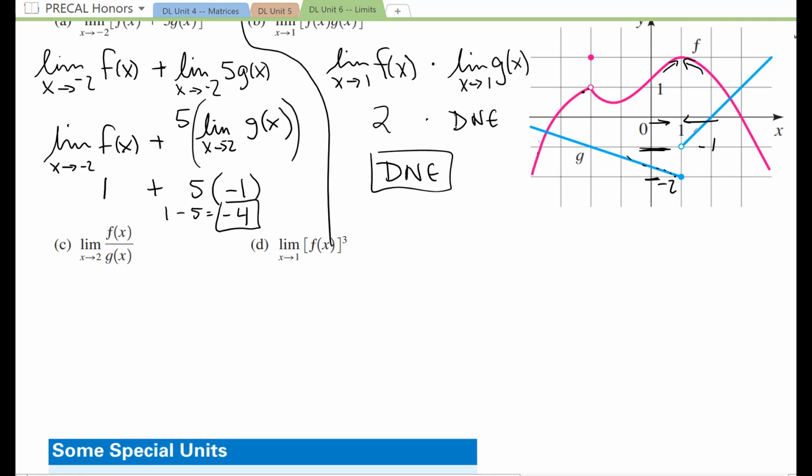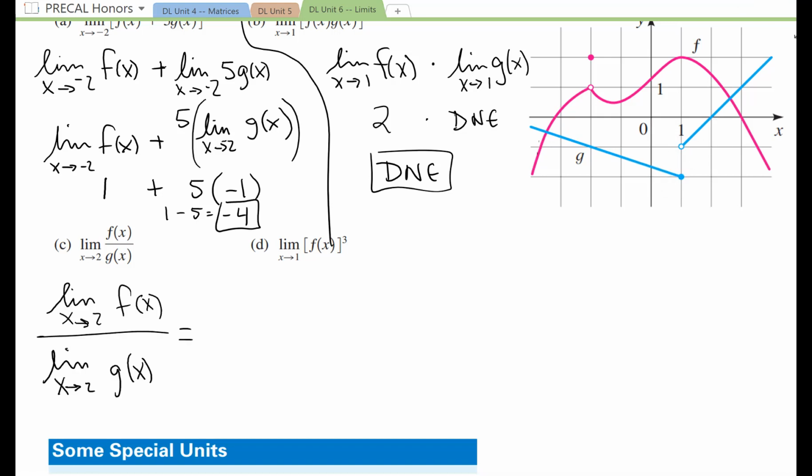The limit of f of x over g of x as x approaches 2 is equal to the quotient of those limits. The limit of f of x as x approaches 2 is about 1.4, 1.5. The limit of g of x as x approaches 2, spot on, 0. Can't divide by 0. So this limit also does not exist.